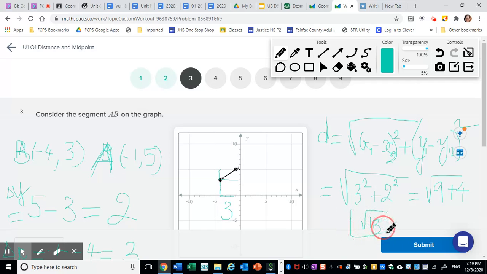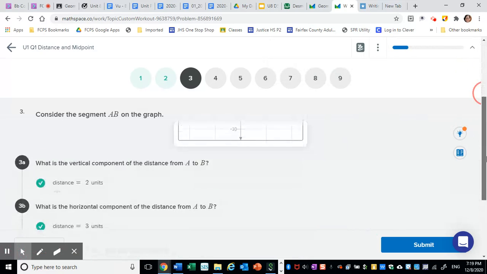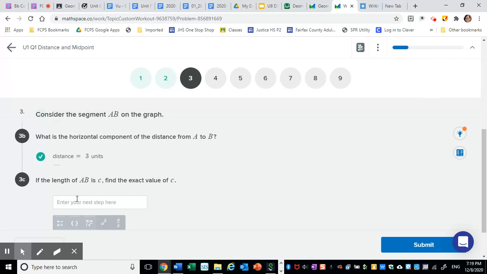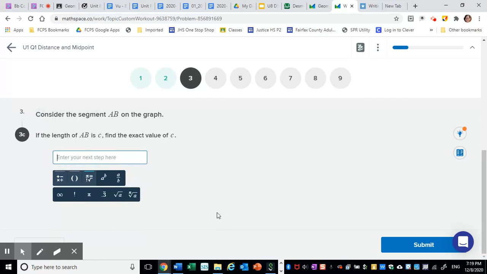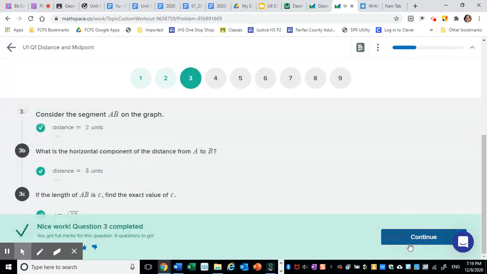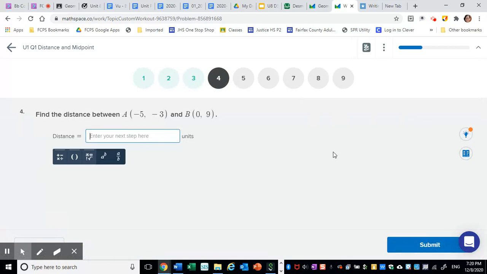Okay, so that would be the answer. So square root of 13, that's how you put it in here. You go to the square root side, which is right here. Square root of 13, but you have to write C because it says ABC equals 13, okay? You have to do it that way. And then submit. Okay, so then that is question 3. Then now go to question 4.